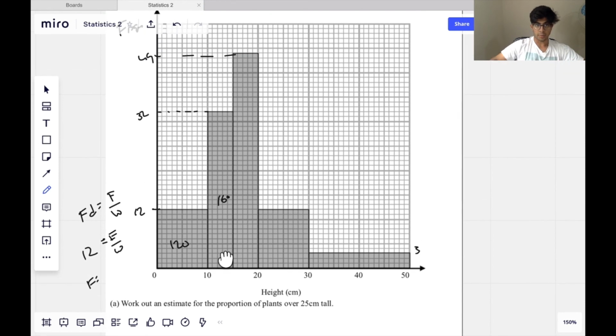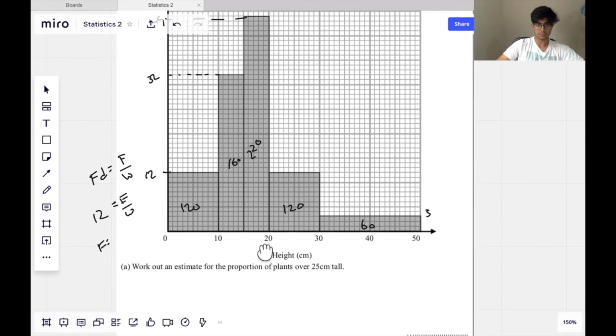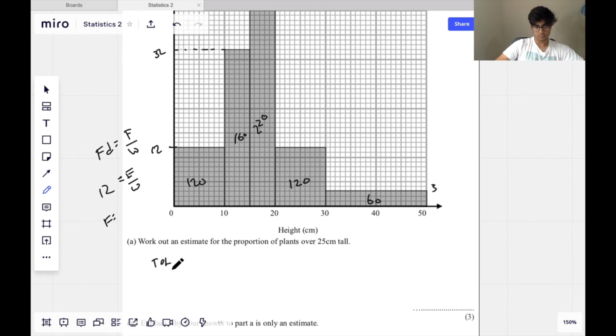Again, 5 times by 44, 220. 12 times by 10, 120, and then what is that? 20 times by 3, which is 60. So the total frequency is equal to 120, all of those added up together, 120 plus 160 plus 220 plus 120 plus 60. So if we just pop into our calculator, comes out to 680.